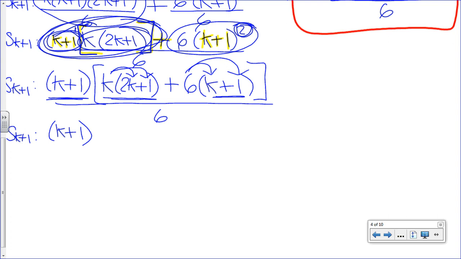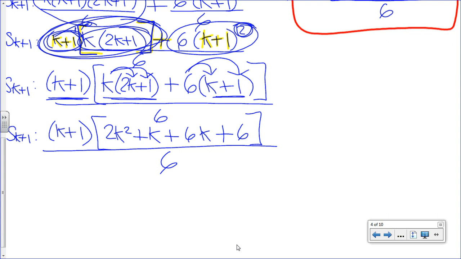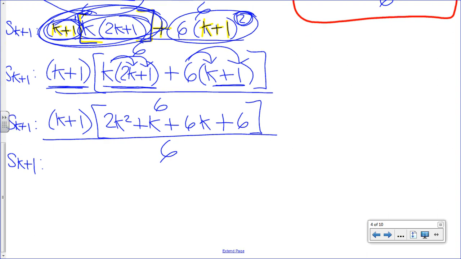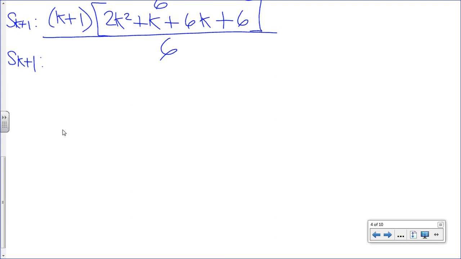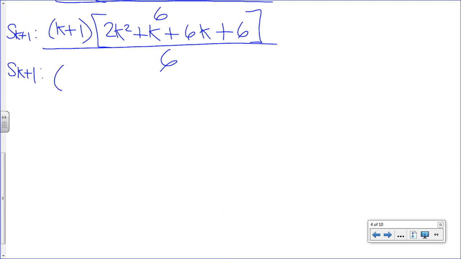Okay? All right. So now inside the bracket, we will have k times 2k. That is 2k squared. K times 1 is k. And here we have 6 times k is 6k. And 6 times 1 is 6. Everything is being divided by 6. Okay, so now let's go ahead and combine like terms. And so I will have 2k squared plus 7k plus 6.